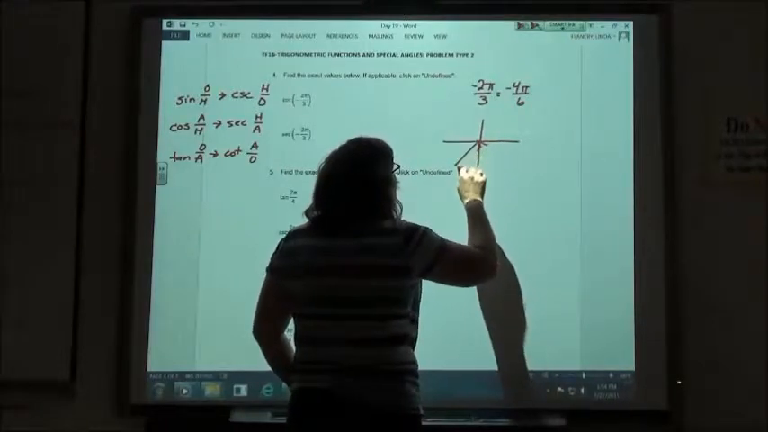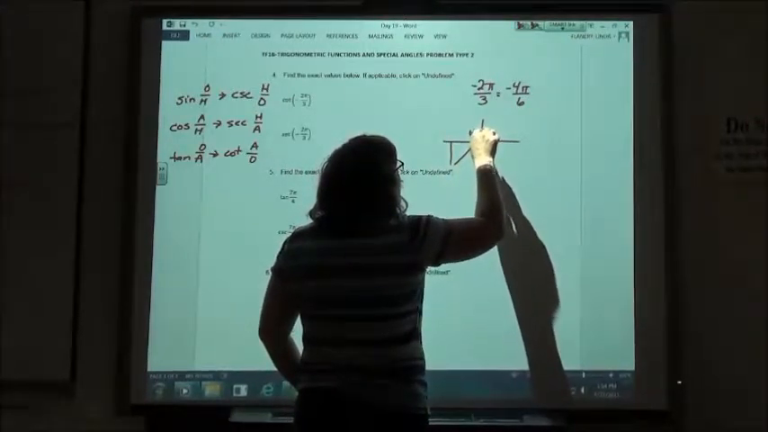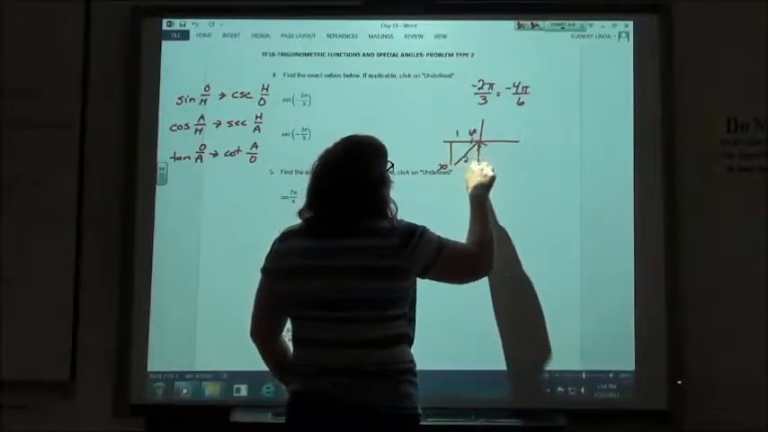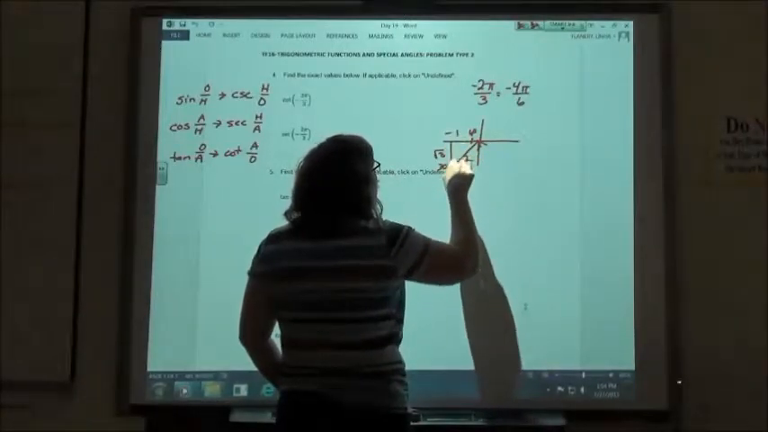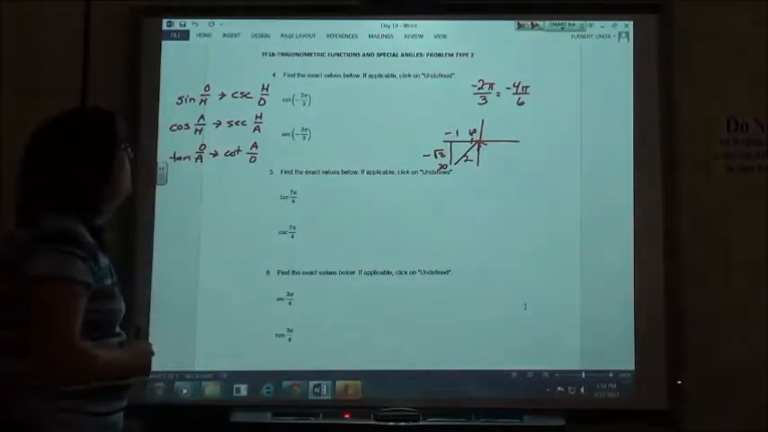So 4 pi over 6 would be here, which means that this is going to be a 60-degree angle. That one would be 30. So 1, 2, square root of 3, but this is going backwards, so it's negative. This is going down, so it's also negative. So I've got my reference triangle there.